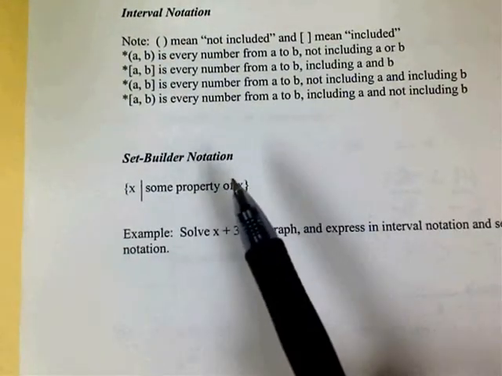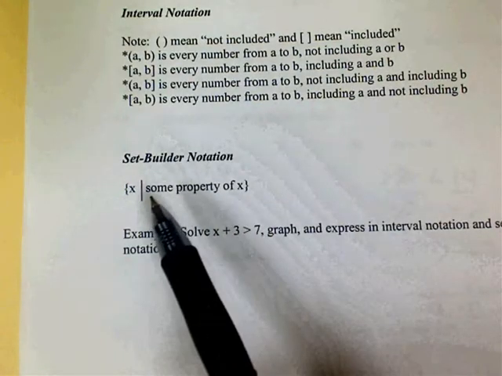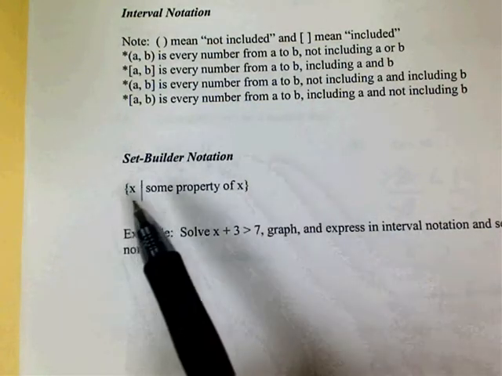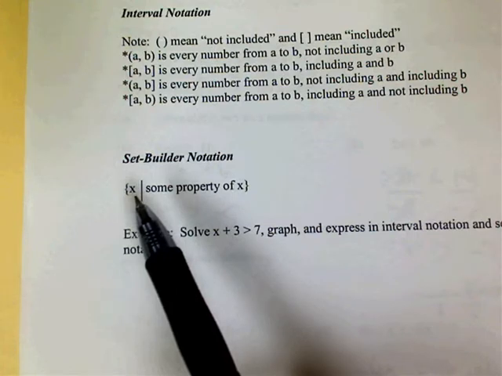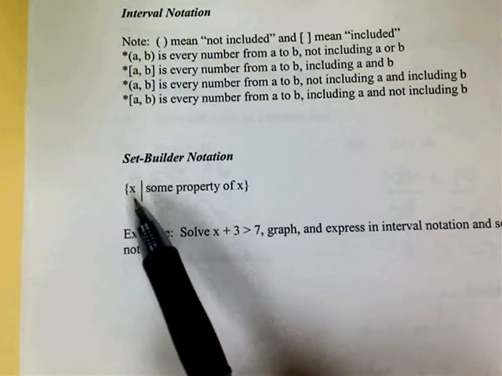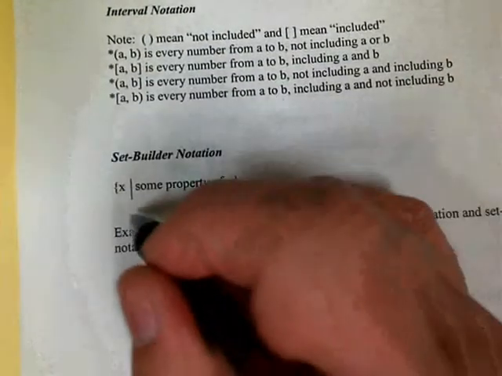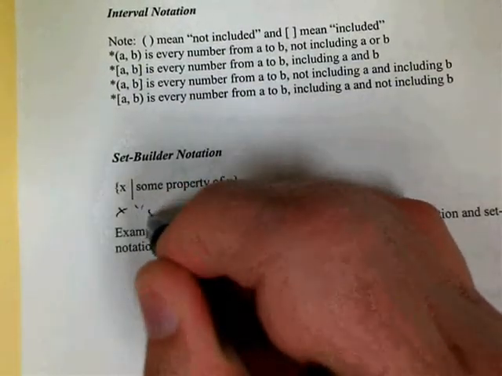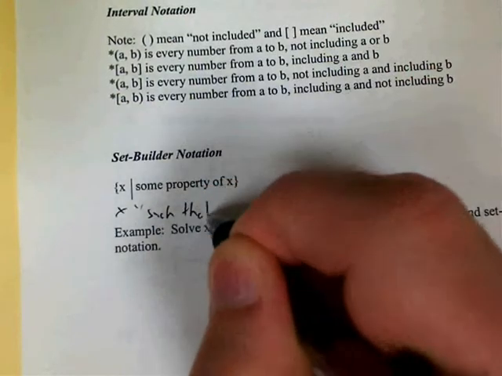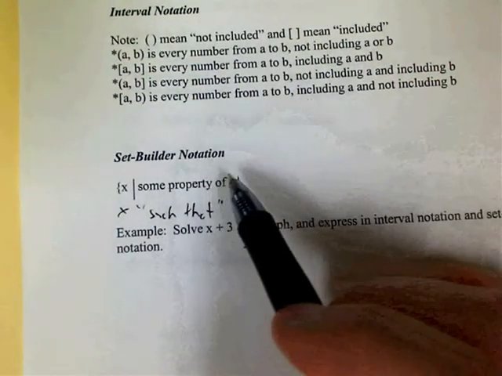For this class, we're going to use these set braces. We're always going to use X. I mean, we may use Y or N if the problem has it, but for the most part, we're going to use X. This little line means such that. So when I read this, this is read as X such that, and then we're going to give x some property.